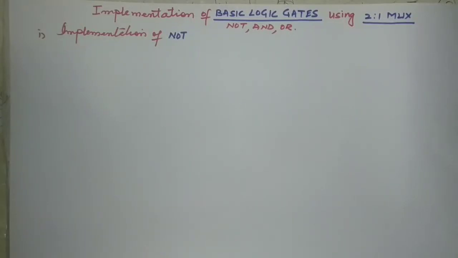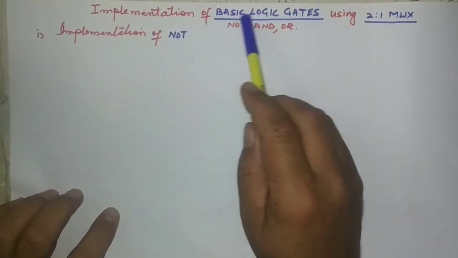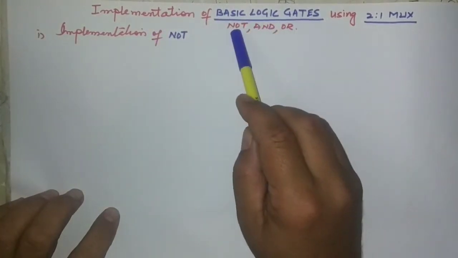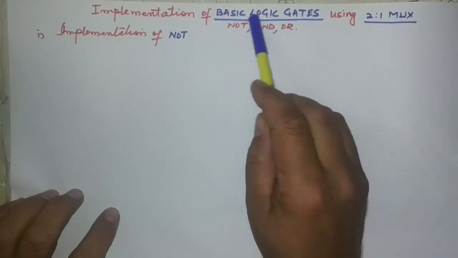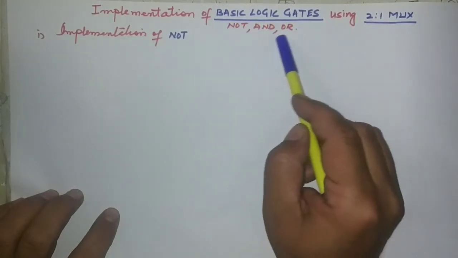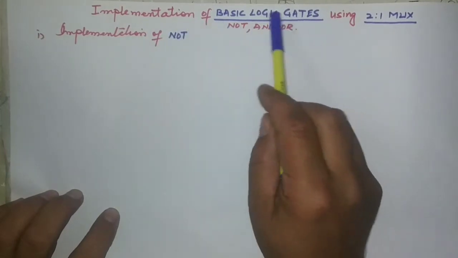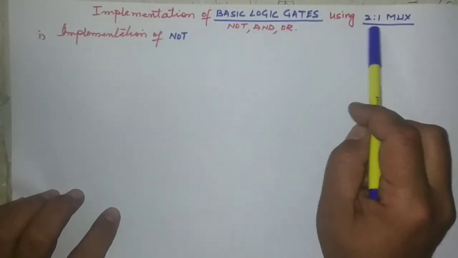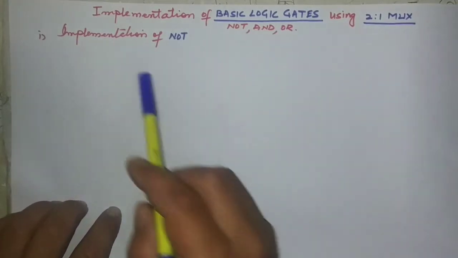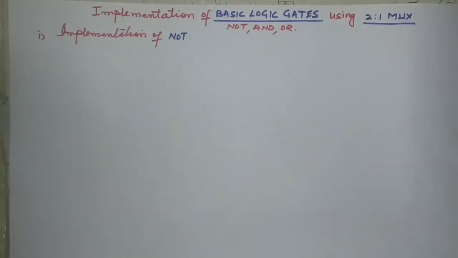Now we will learn how we can use a 2 to 1 multiplexer for the implementation of basic logic gates. Implementation of basic logic gates means NOT, AND, OR. We know that these are the three basic logic gates and we want to implement them using 2 to 1 multiplexers. First of all, we will learn the implementation of a NOT gate.